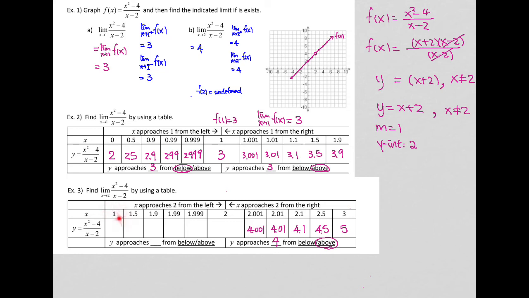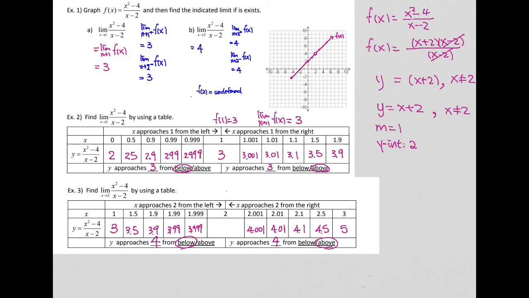Next one, we're going to do it from the left. That means when x equals 1, I'm getting closer and closer to 2 from the left: 1.5, 1.9, getting closer to 2. Let's see what happens to the y values. When x equals 1, y is 3. When x becomes 1.5, y becomes 3.5. When x becomes 1.9, y is 3.9. When x becomes 1.99, y is 3.99. When x becomes 1.999, y is 3.999. So we can see y approaches 4 when x approaches 2 from the left, but from below.